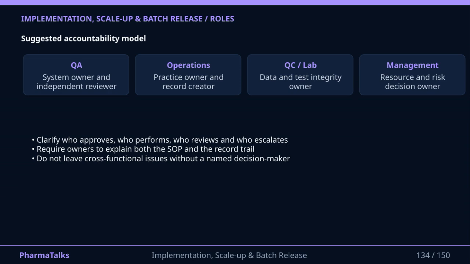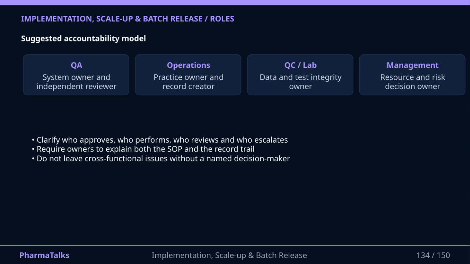Then, in the quality control or QC lab, there's a designated data and test integrity owner responsible for the accuracy and reliability of all test results. Lastly, management holds responsibility for resource allocation and making risk decisions, critical for maintaining balance between quality and efficiency. A key point here is the need to clearly clarify who approves tasks, who performs them, who conducts reviews, and who is responsible for escalating issues if they arise.